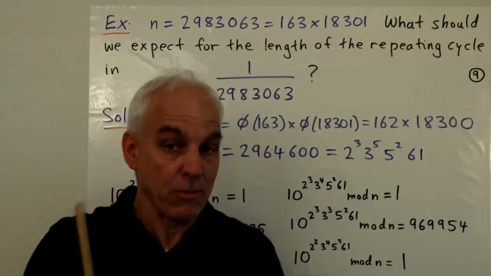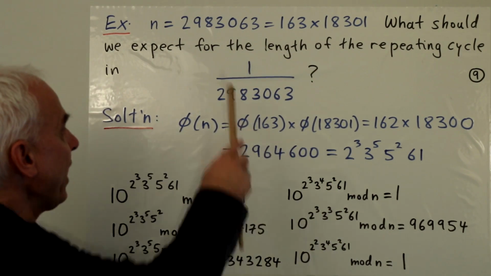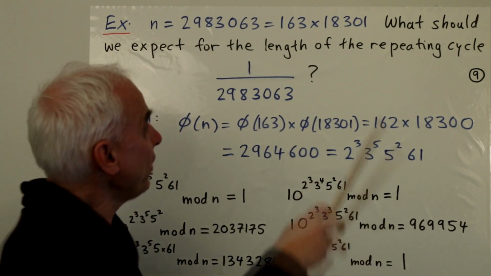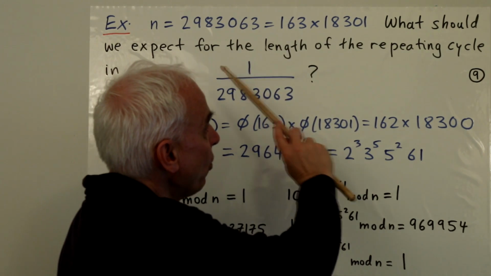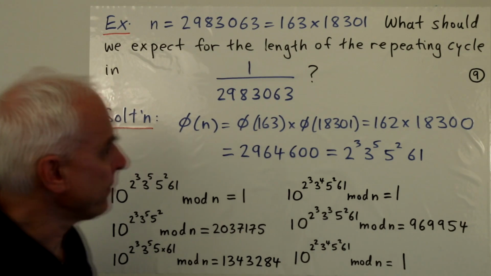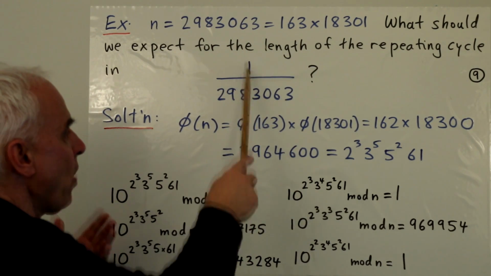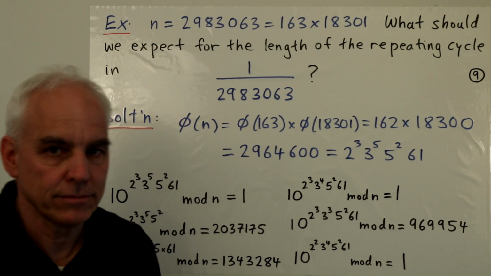And now let's have a look at a more complicated example where we have a composite number. So our n here is going to be this number, which is the product of these two primes, 163 times 18,301. So what should be the length of the repeating cycle if we look at 1 over this n?